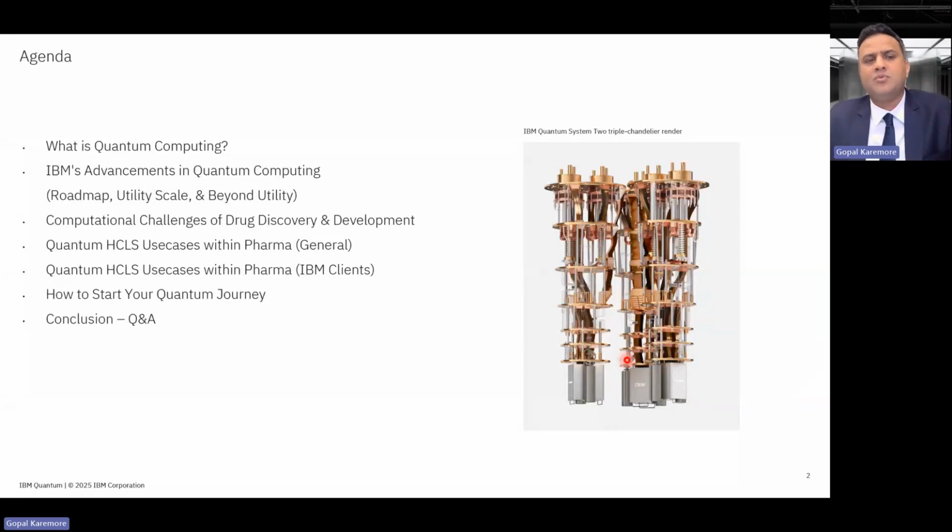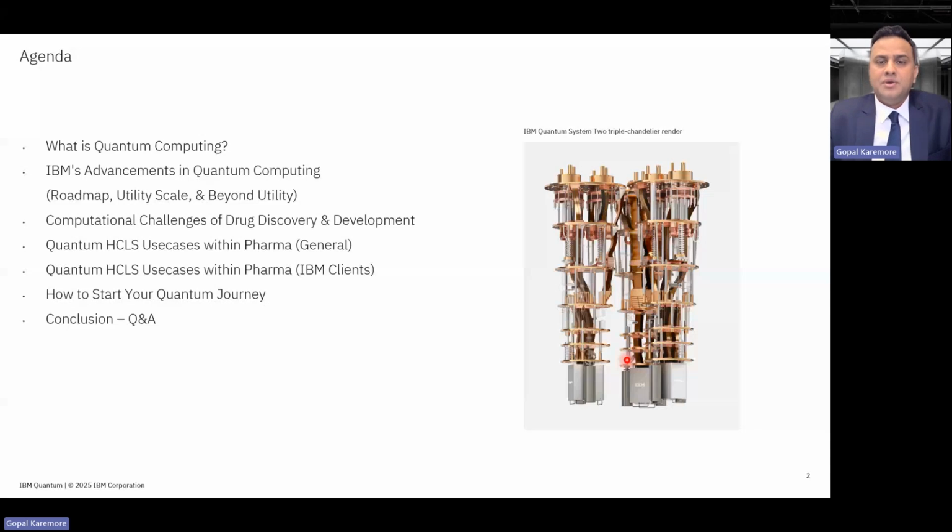Then we'll briefly discuss the current challenges in classical computation for drug discovery and development. Thereby, I will tell you about what people have been working on within pharma for quantum computing, general use cases within the community. Later on, I will talk about a handful of use cases that we are working on with our IBM enterprise clients. Then I will talk about how, if you're a student or an industry enterprise, you can start your quantum journey. And finally, I will conclude my presentation, followed by Q&A.